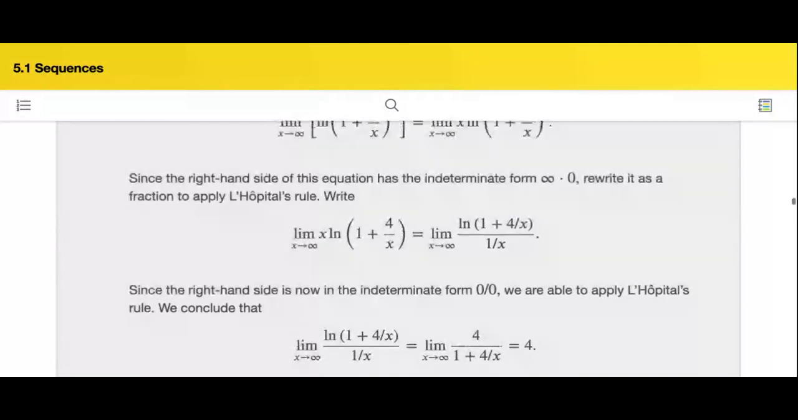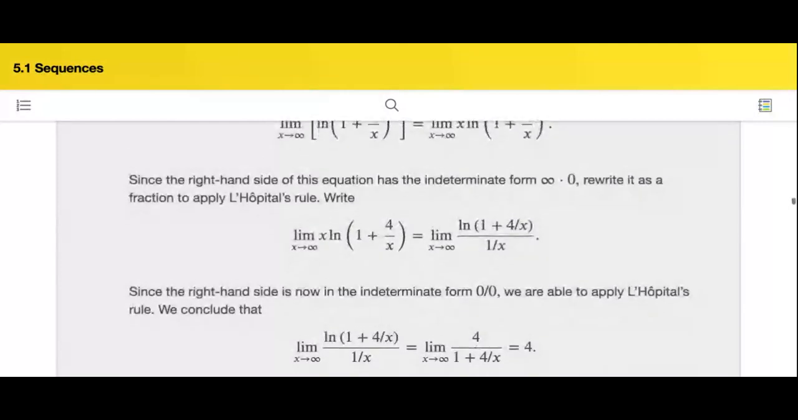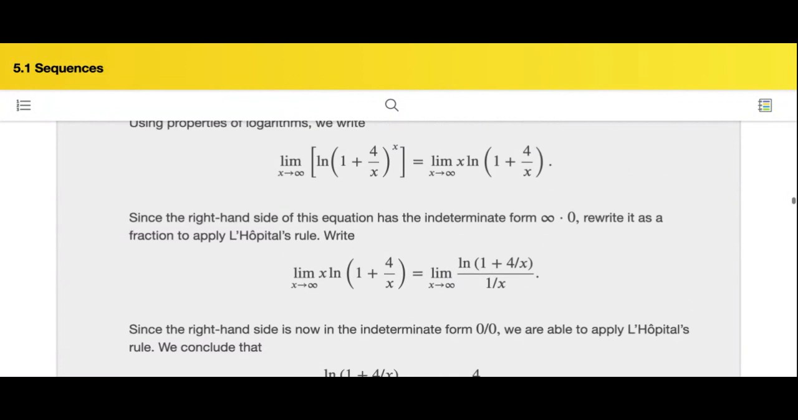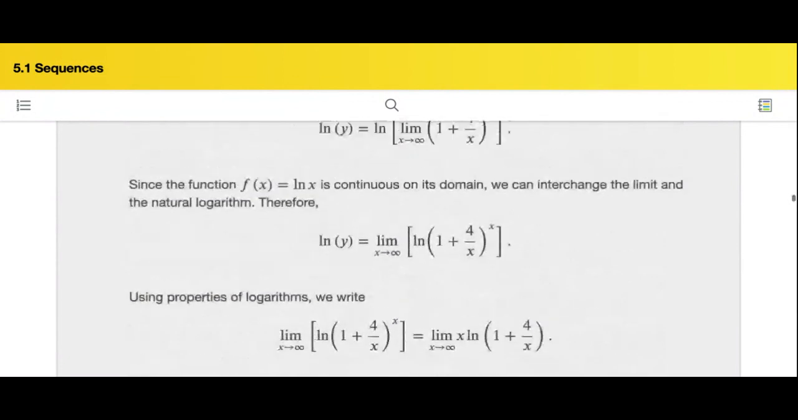Okay, let's try to make sense of this. So this is to use logs, take logs on both sides. Anyone has any questions? Let's go one more time.